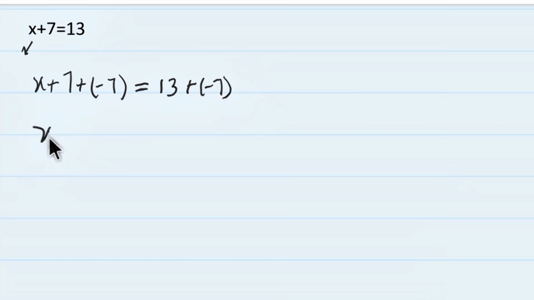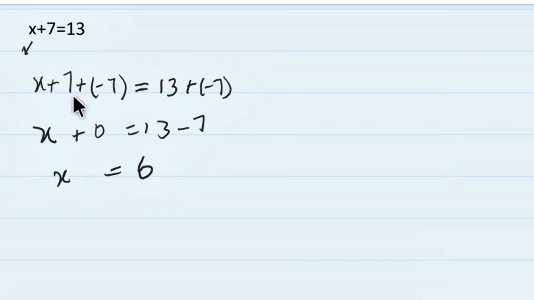So a number plus its opposite results in 0, and a plus multiplied by a minus is always minus. So 13 plus minus 7. A number plus 0, the number remains unchanged. And 13 minus 7 would be 6. So x is equal to 6.